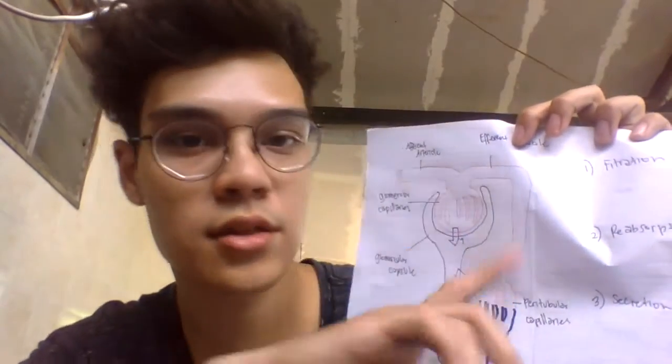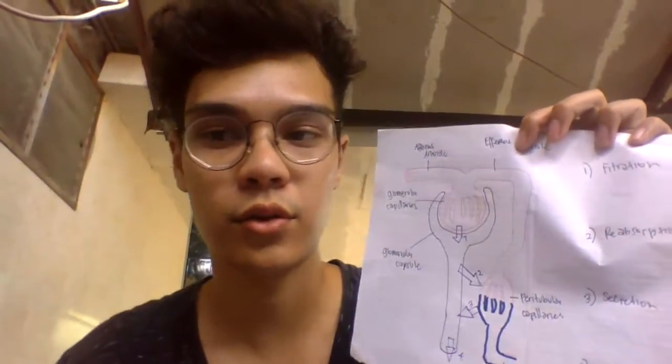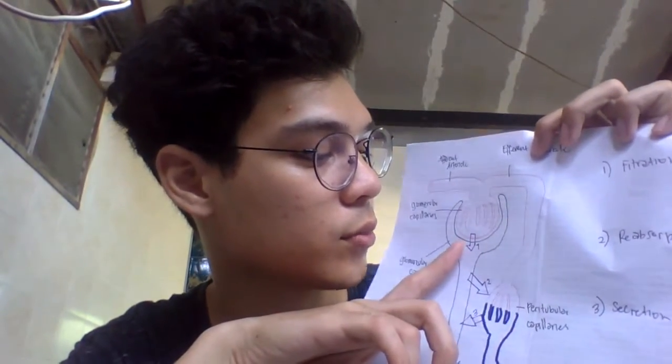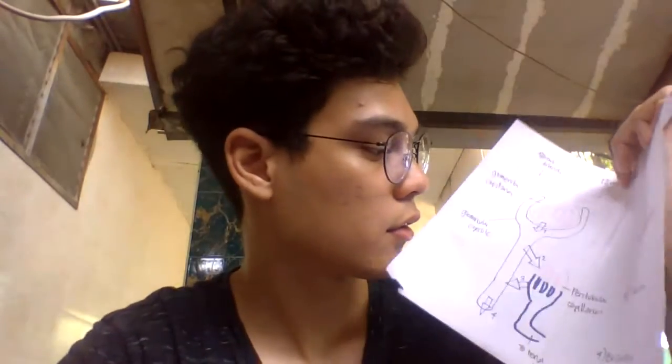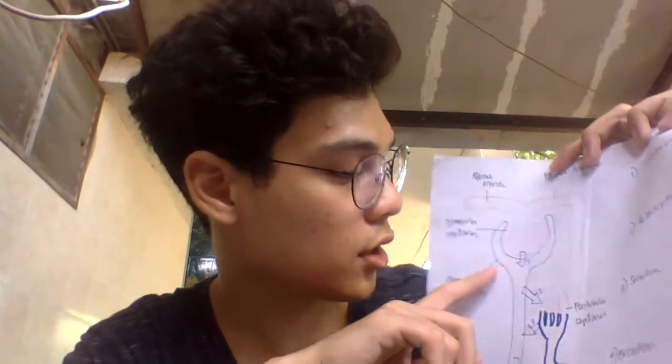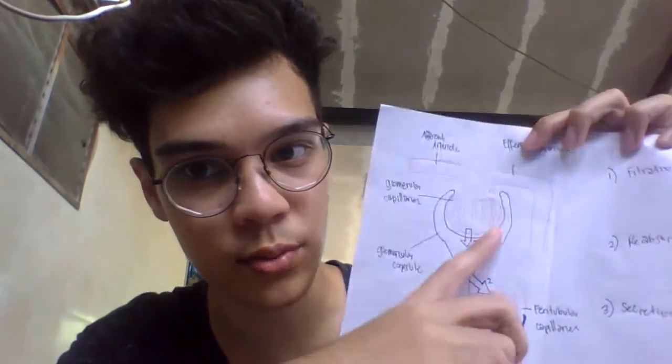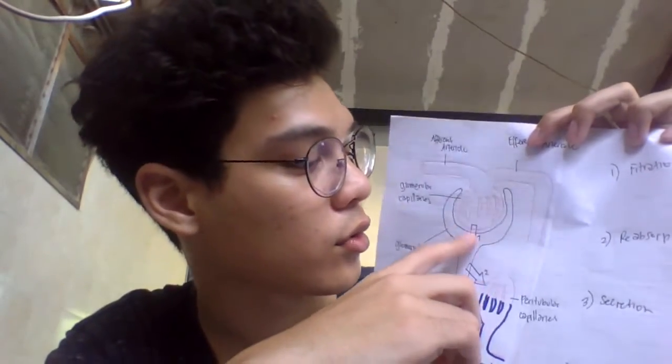The blood is pushed onto a mesh that pushes the tiny particles through the mesh and into the glomerular capsule. But the blood cells are too big to go through the mesh, so they go back here.